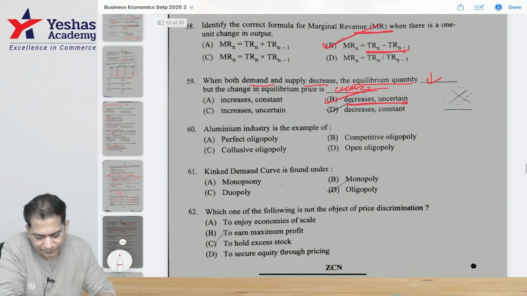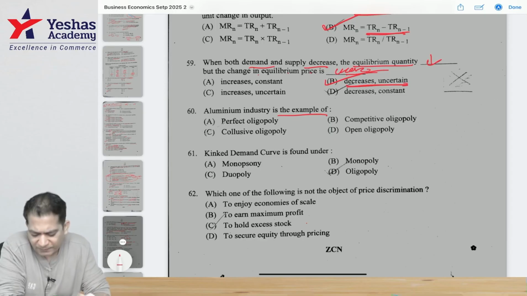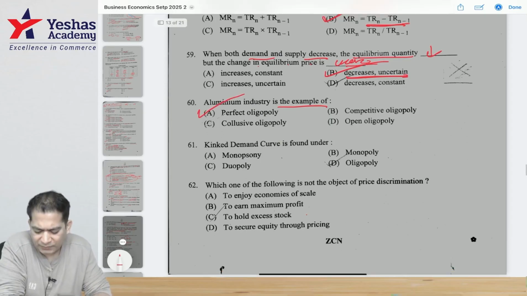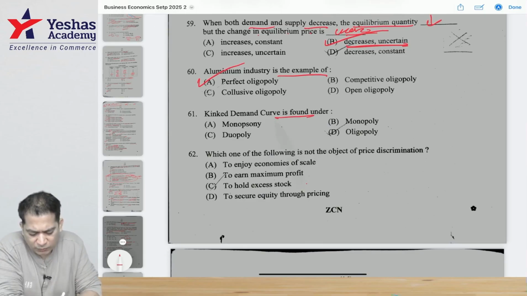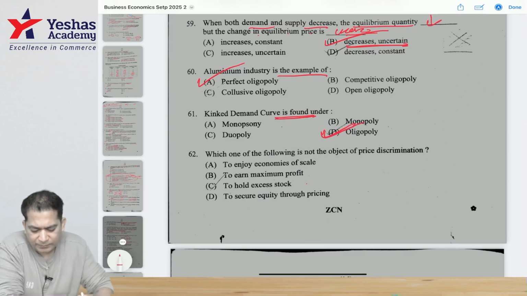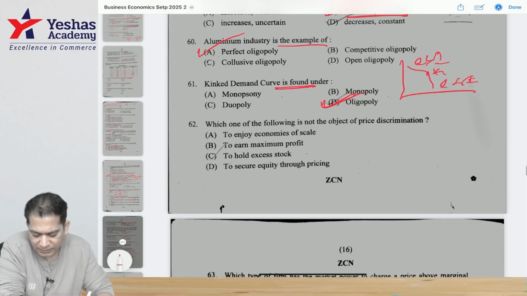Aluminium industry is an example of pure or perfect oligopoly would be the answer. They've not given pure, so I'll go with perfect oligopoly. Kinked demand is also only found in oligopoly, given by Sweezy. Kinked demand hypothesis, price rigidity. Above the kink E is greater than 1, below the kink E is less than 1.